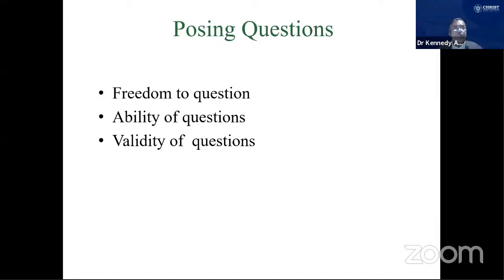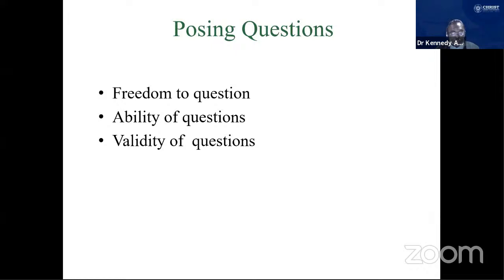So, what I'm trying to say is posing questions. When you're talking about posing questions, it is the freedom to question, as I mentioned. Okay, the ability to question. You get students to question, they never ask questions. Okay, the moment that somebody asks a question, they're snubbed. All right. Therefore, the value and the validity of questions. So these are three important things that we need to train our students to be part of this whole idea of research integrated teaching and inquiry-based learning.